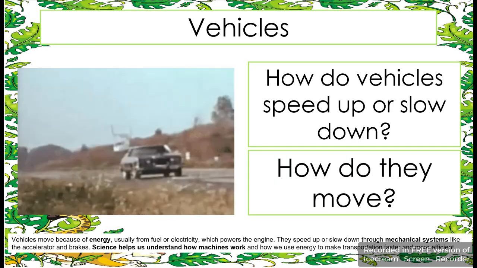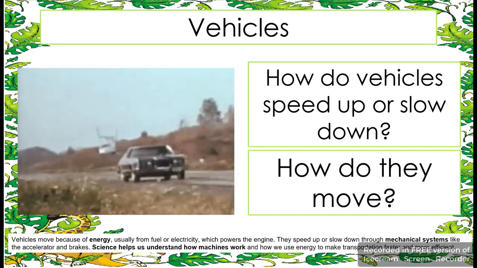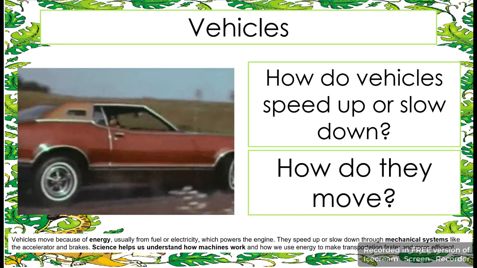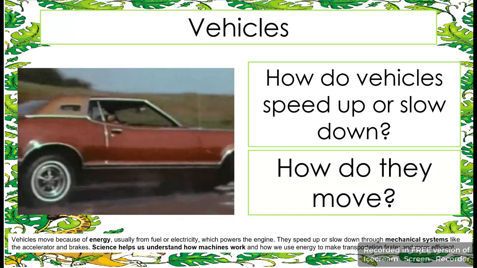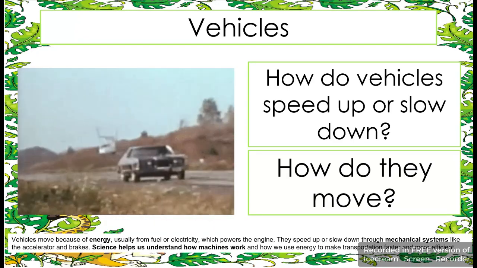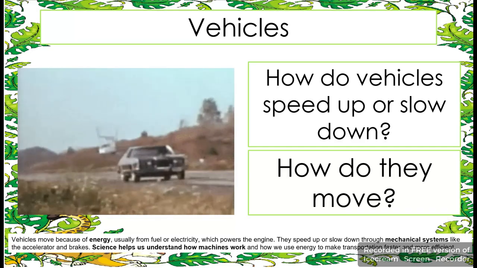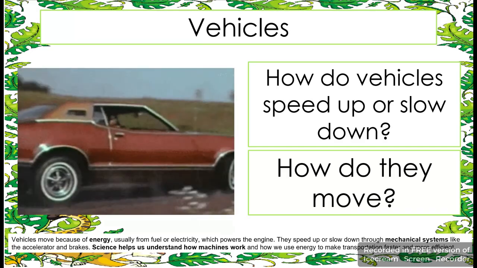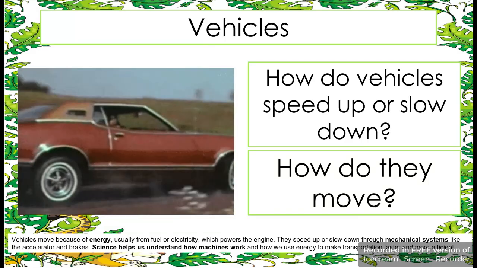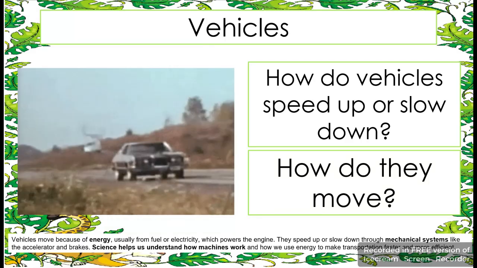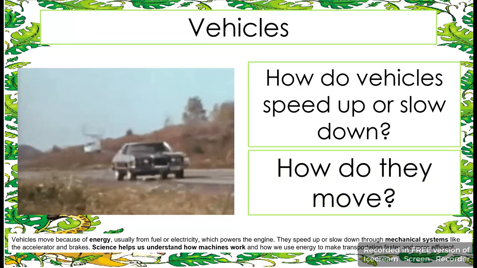Next is vehicles. How do vehicles speed up or slow down? How do they move? Vehicles move because of energy, usually from fuel or electricity, which powers the engine. They speed up or slow down through mechanical systems like accelerator and brakes. Science helps us understand how machines work and how we use energy to make transportation faster and more efficient.